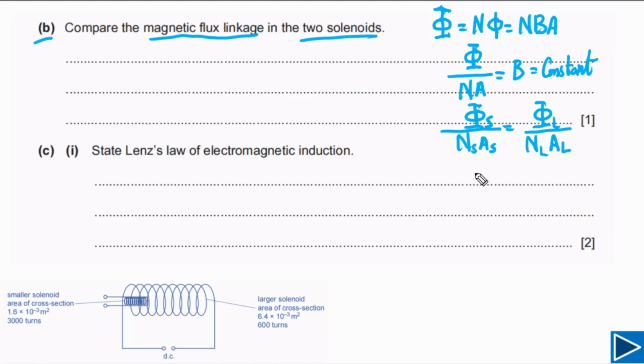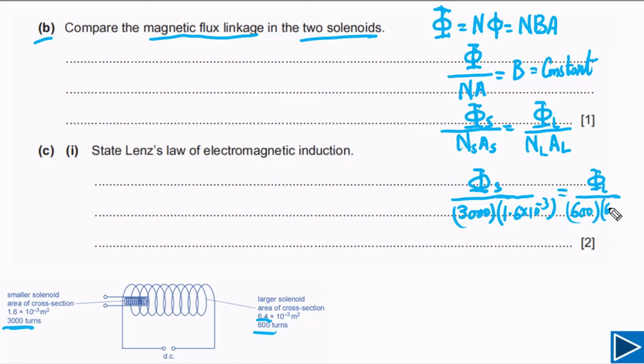But if you look at the smaller coil, let me rewrite this one. This is the magnetic flux linkage for the smaller coil, divided by the number of turns. We have 3000 turns on the smaller coil, and the cross-sectional area of the smaller solenoid is 1.6 times 10 to negative 3. For the larger solenoid, we have only 600 turns, and the cross-sectional area of the larger solenoid is 6.4 times 10 to negative 3.